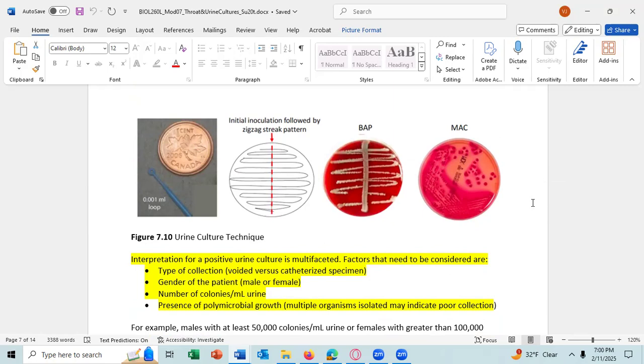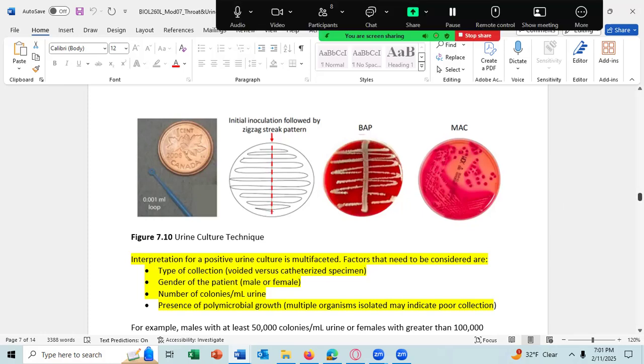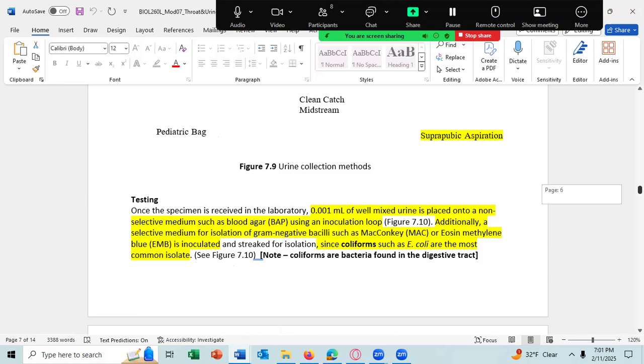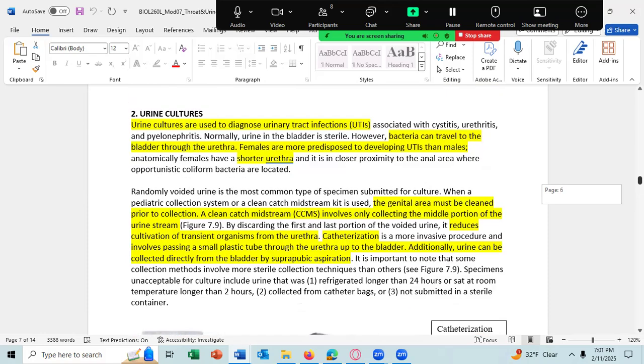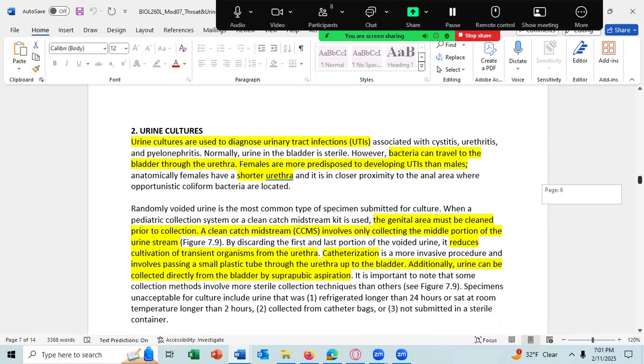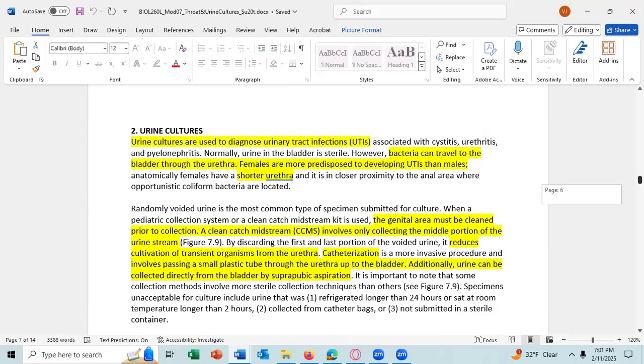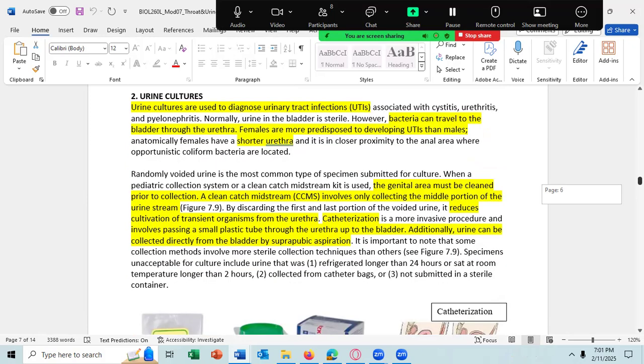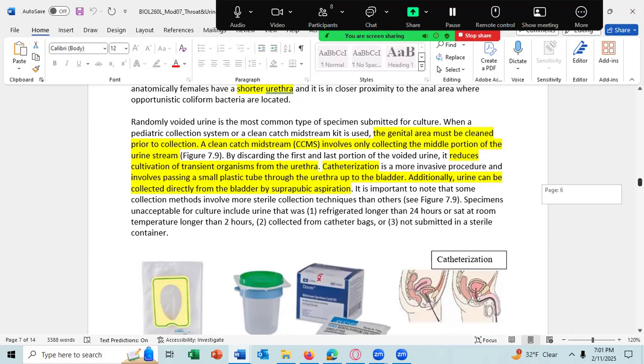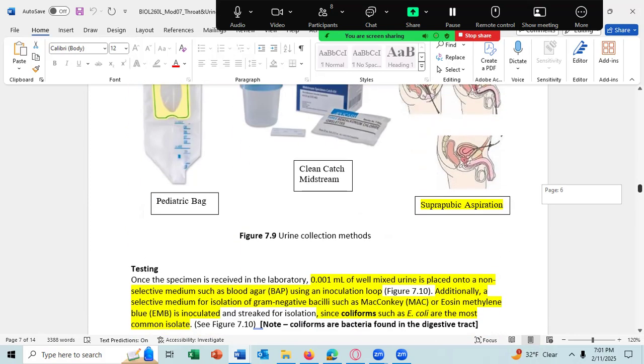The interpretation of a positive urine culture is multifaceted. Factors that need to be considered are the type of collection. For example, the clean catch midstream method contains more contaminating microbes from the urethra than the catheter method, and then the suprapubic aspiration usually doesn't have any contaminating bacteria in it.